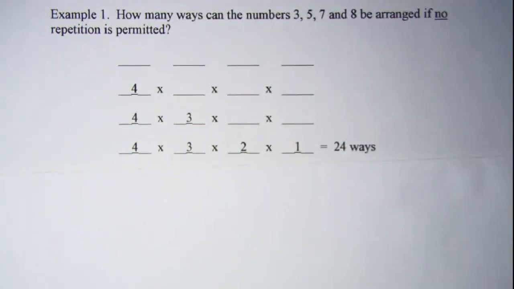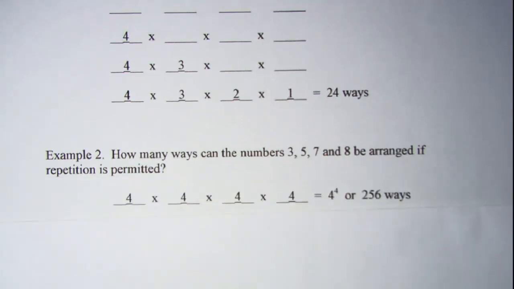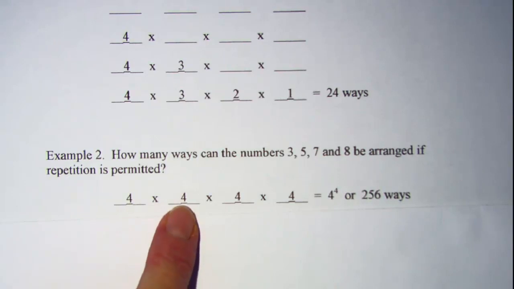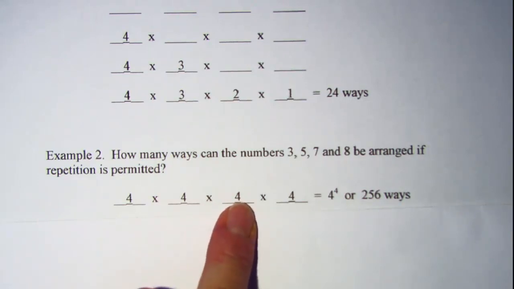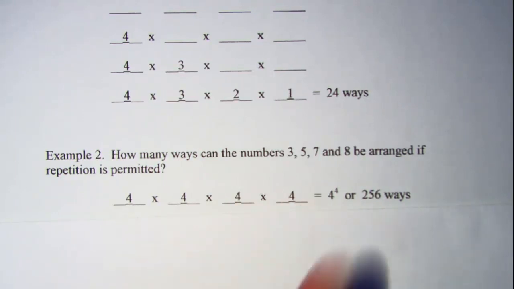Now in our next example, we'll have the same 4 numbers, but this time repetition is permitted. So in our 4 spots, we can put 4 in each spot because there's 4 numbers to choose from, but since we're allowed repetition, we can put the number back that we picked, and we again have 4 numbers to choose from to fill up this spot, 4 numbers to choose from for this spot, and 4 numbers to choose from for this spot. So there's 4 to the 4th ways, or 256 ways to arrange those 4 numbers if repetition is permitted.